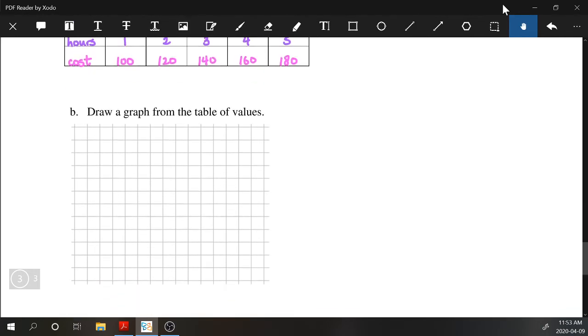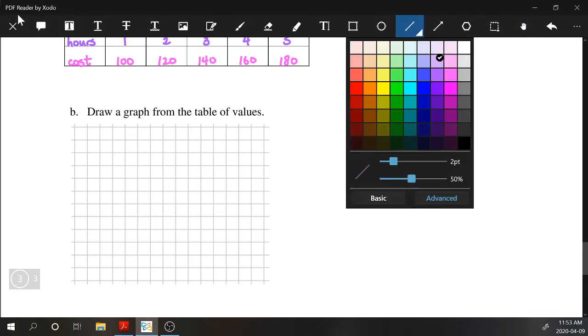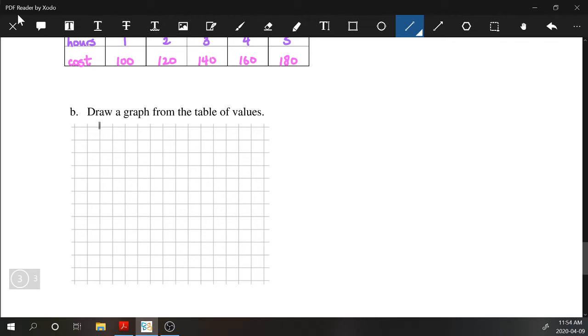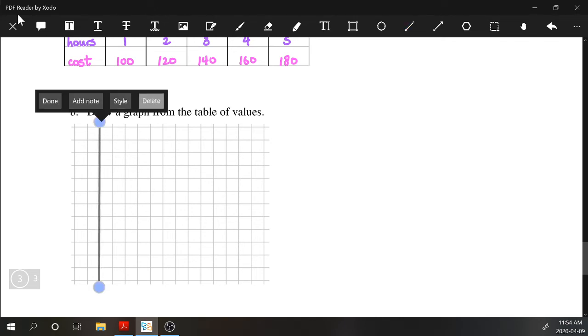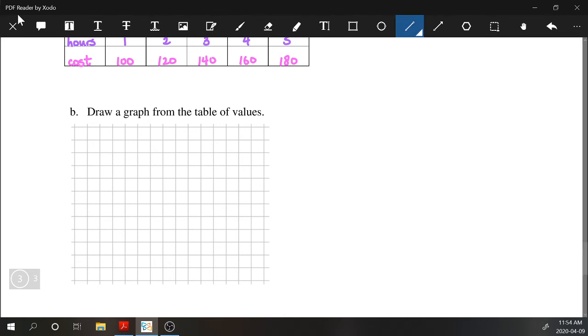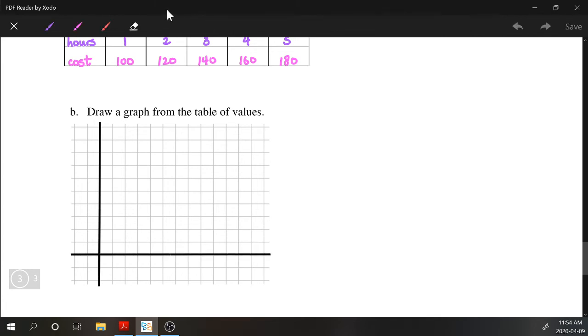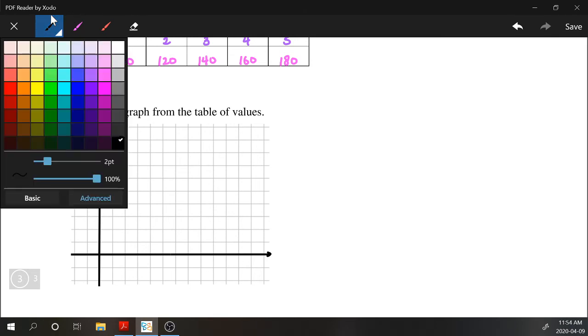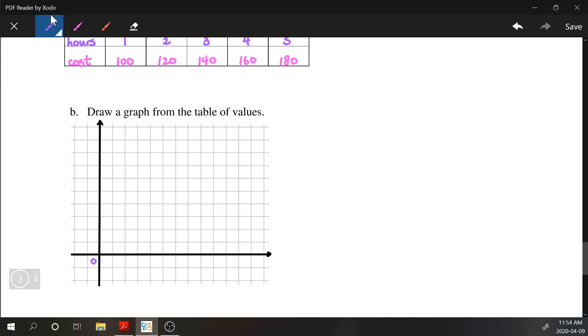All right, draw a graph from the table of values. So first thing you want to do, of course, is draw some axes if you're just given a blank grid. So that's my y-axis. It's my x-axis. Now, of course, you might not always want to draw your axes with the origin at the center of the grid, because it depends on how many positive or negative values you have. In this case, all our numbers are positive. So we're going to have as much space as we need in quadrant 1, or the top right corner of the graph.